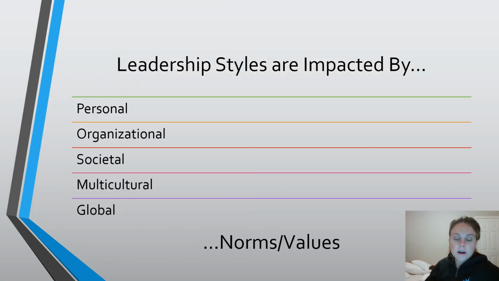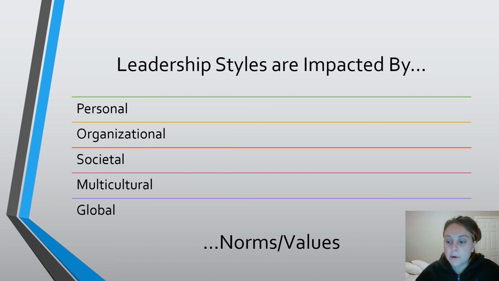Leadership styles are impacted by a bunch of things, but specifically they are impacted by personal, organizational, societal, multicultural, and global norms and values. Who we are and where we come from affects every aspect of our lives, and leadership is no exception.